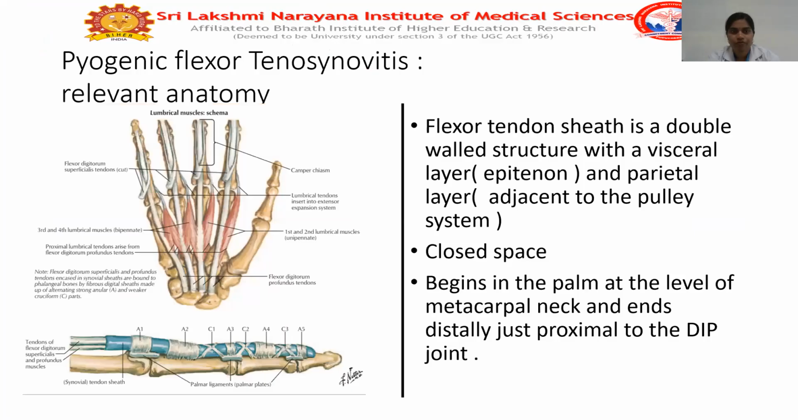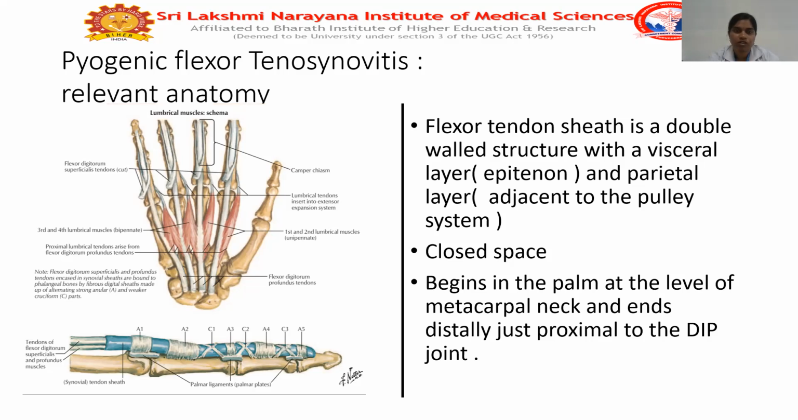Coming to pyogenic flexor tenosynovitis. Here we can see the flexor tendon sheath is a double wall structure with a visceral layer called the epitenon and a parietal layer adjacent to the pulley system. It is a closed space. It begins in the palm at the level of the metacarpal neck and ends distally just proximal to the distal interphalangeal joint. So it includes the flexor digitorum profundus and the flexor digitorum superficialis tendons.